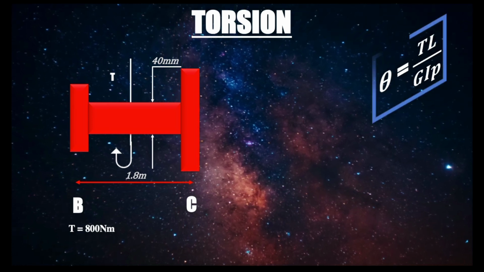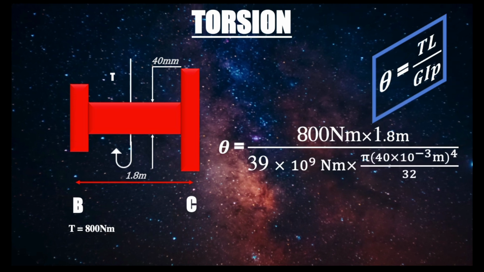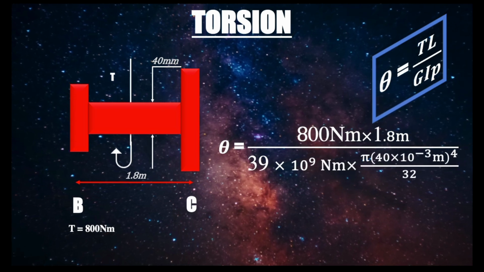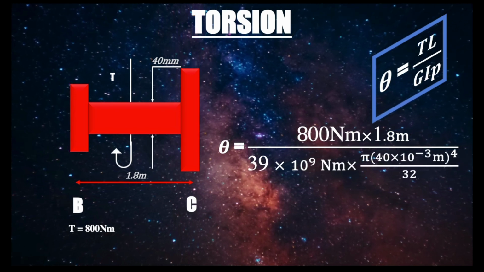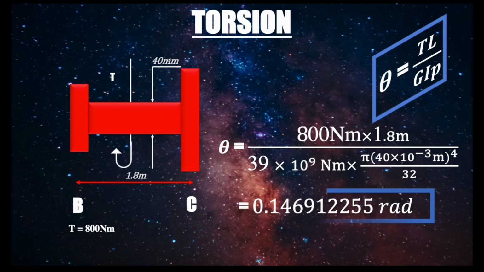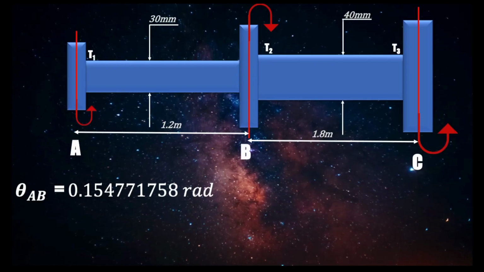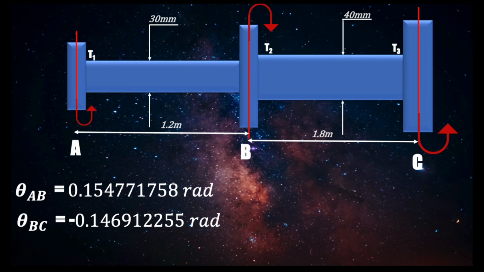We have the torque, we have the length, right, and we have the shear modulus. So just a matter of substituting here. The only thing that has changed is the diameter, right? And if you do that, you're going to get our answer. And remember, our answer is in radians. And now that we have these two angles, you can now find the angle between A and C. We have calculated the angle between A and B and the angle between B and C.